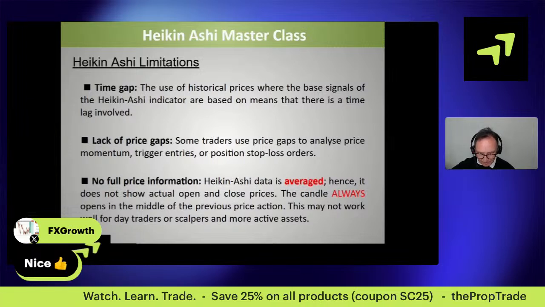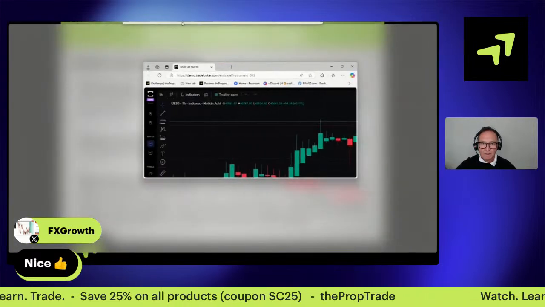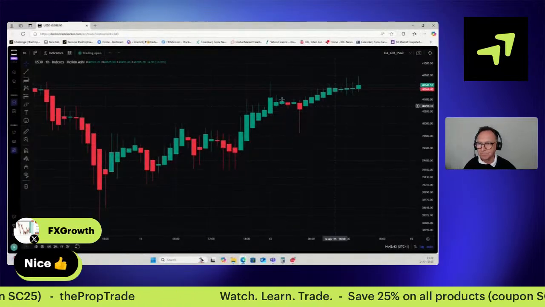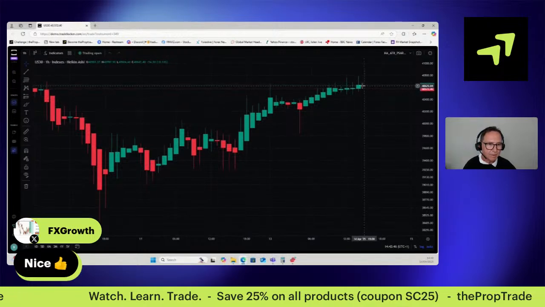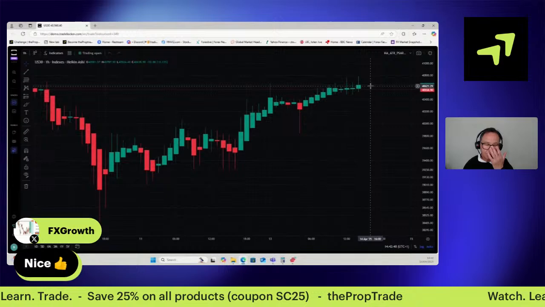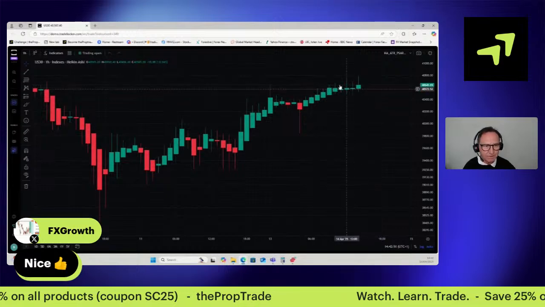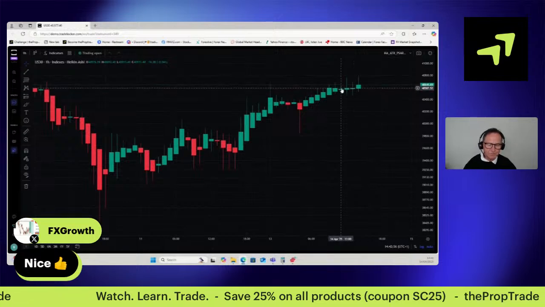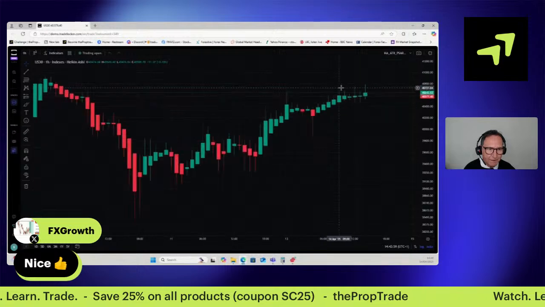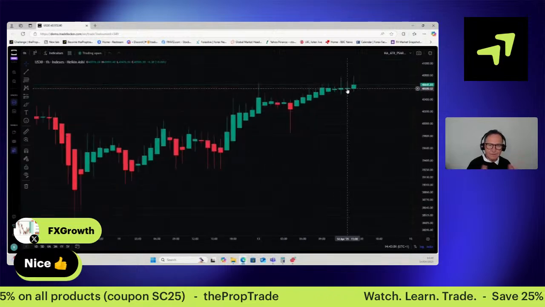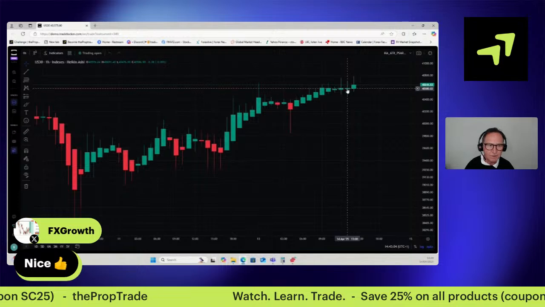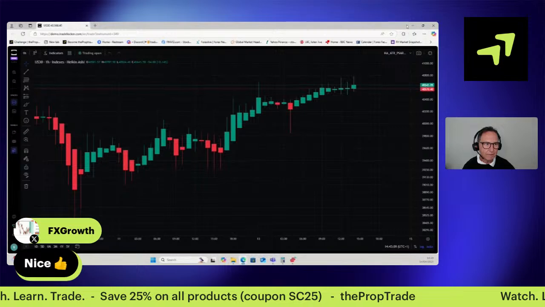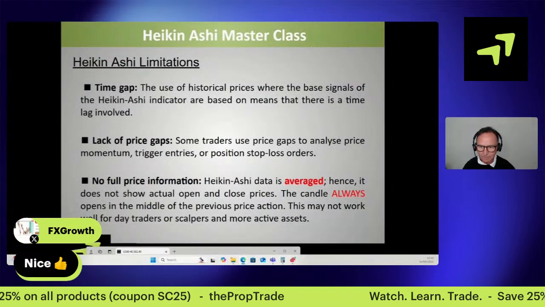Again, let me just bring the chart back up. Remember, candles are based on the previous two. Remember, they always open in the middle of the previous candle. So it needs these candles to complete before it can create its new candle. So there's a bit of a lag on that as well.